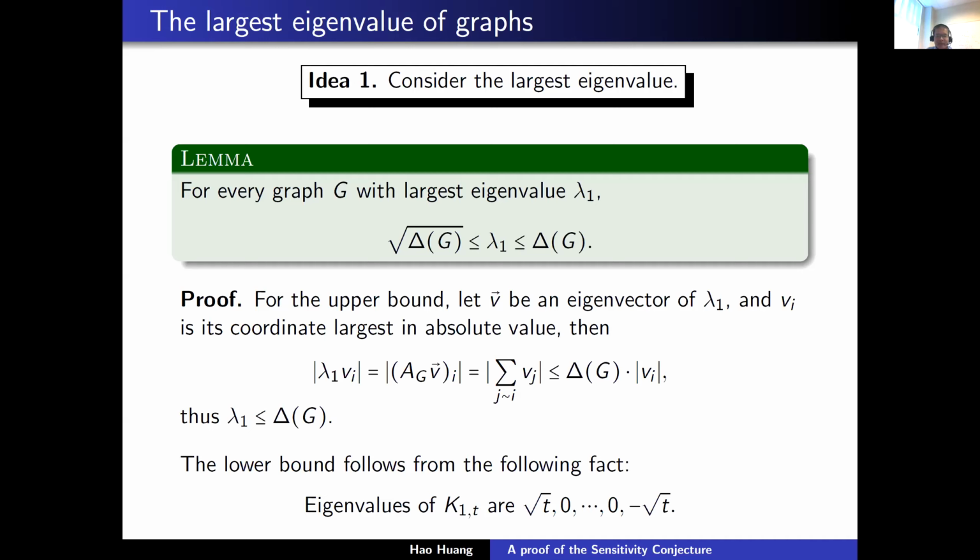And so this lambda 1 is actually between the average degree and the largest degree. And because of this polynomial relation, essentially we just need to show a polynomial lower bound on this maximum degree.